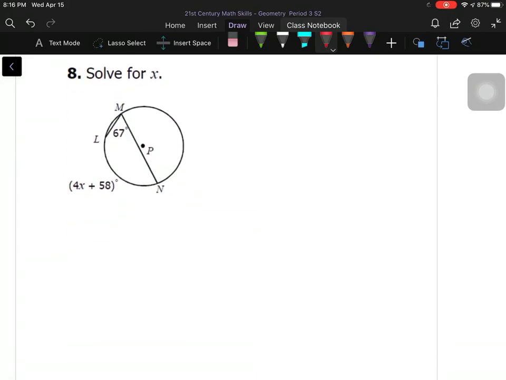This one I'm given the angle and the arc, so I know the arc measure, 4x plus 58, is double what the angle measure is. So 4x plus 58 is going to equal 134. So 134 minus 58. So 4x equals 76, divide by 4, and x equals 19.